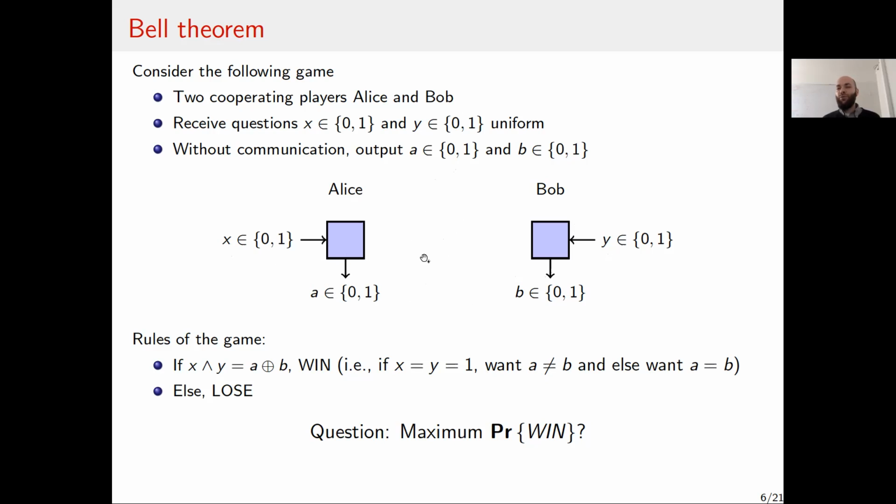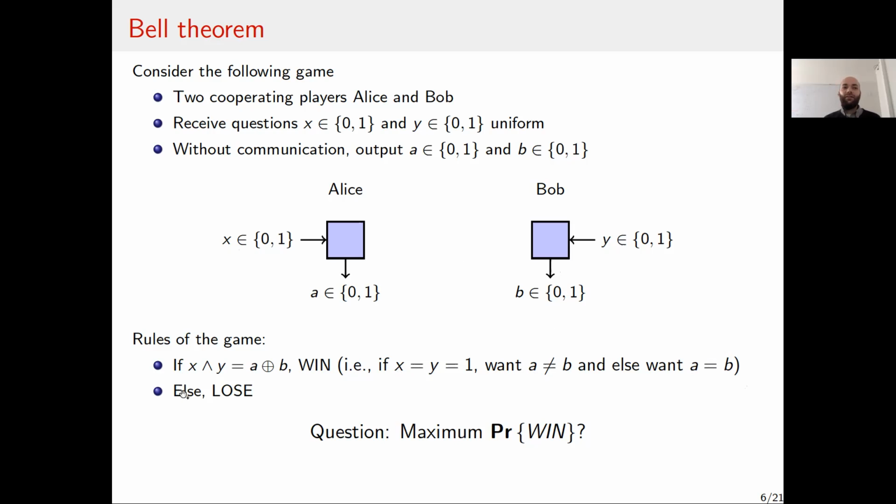Now I will tell you what the rules of the game are, in the sense of when they win and when they lose. The rule is: if X AND Y is equal to A XOR B, then they win. Otherwise, they lose. This might seem a bit strange, so let me make it more explicit. If both questions are 1, if X is equal to Y is equal to 1, then I want the two outputs to be different. In this case, Alice and Bob win. In the other cases, for example if X is 0 and Y is 1, then they win if A is equal to B.